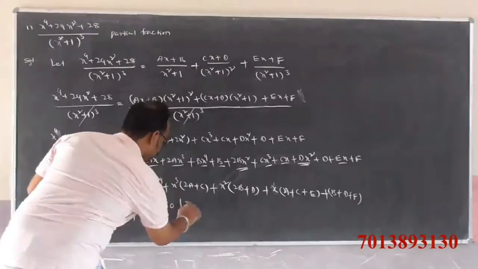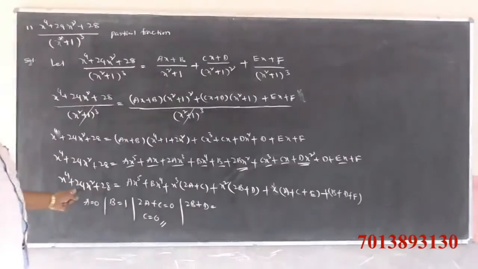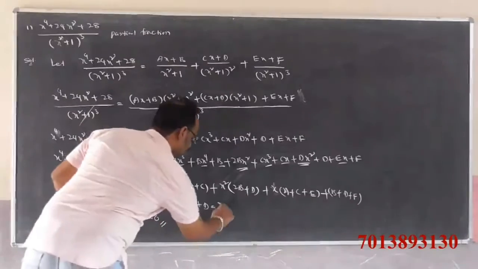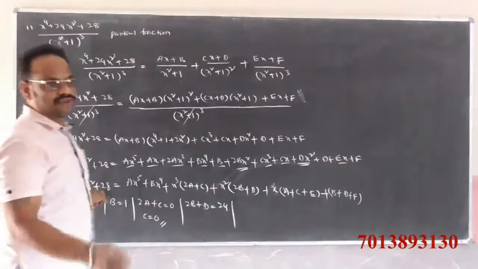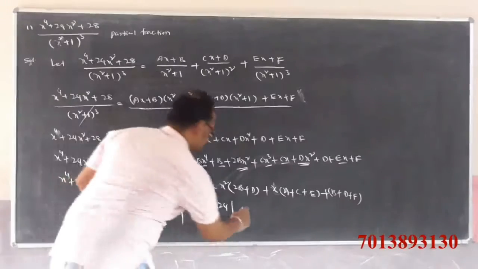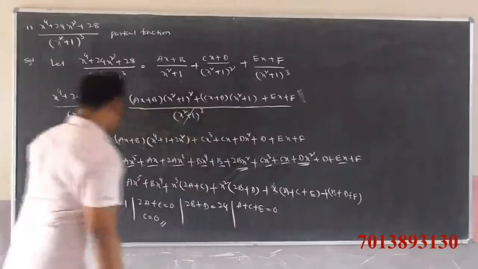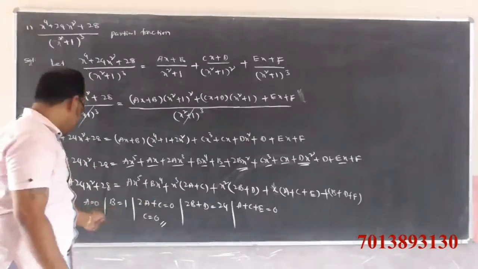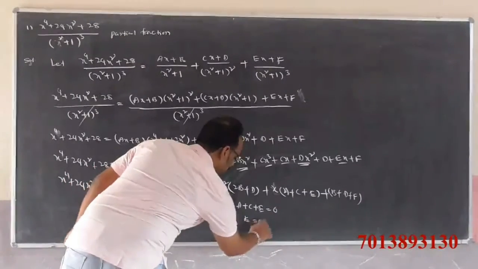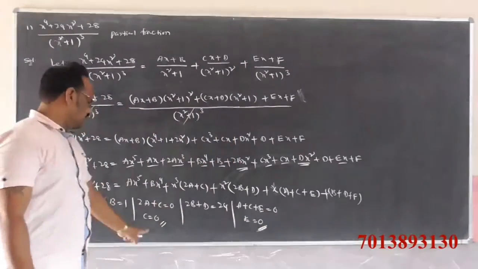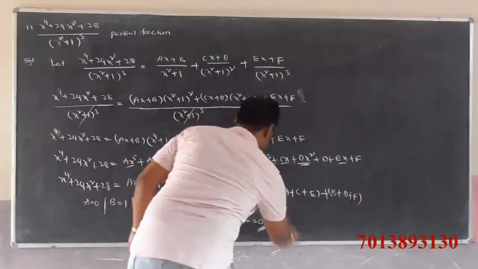For the x square coefficient we get 2b plus d. 2b plus d is equal to the x square coefficient, which is 24. Next, the x coefficient. Here the x coefficient is not there, so a plus c plus e is equal to 0. A value is 0, c value is 0, so the e value is also 0. If you substitute a is 0 and c is 0, we get e also 0.